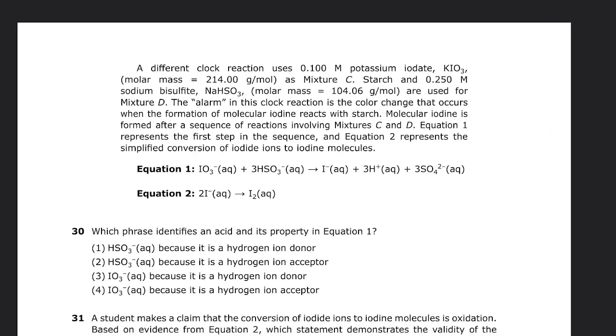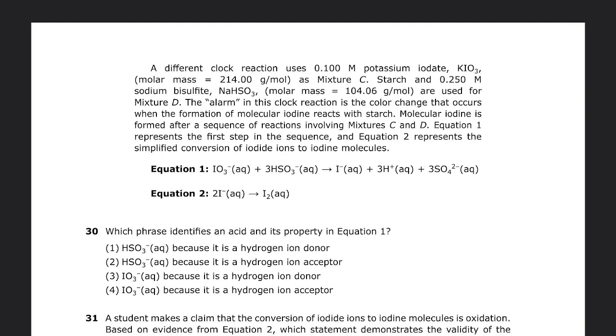All right, a different clock reaction uses 0.100 molar potassium iodate, KIO3, with a molar mass of 214, as mixture C, starch, and 0.250 molar sodium bisulfite are used for mixture D. The alarm in this clock reaction is the color change that occurs when the formation of molecular iodine reacts with starch. Molecular iodine is formed after a sequence of reactions involving mixtures C and D.